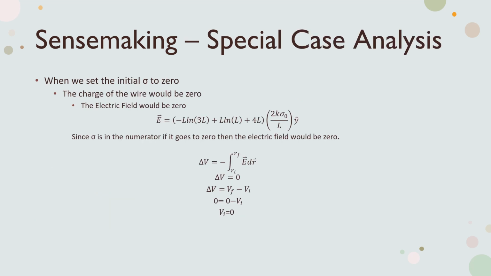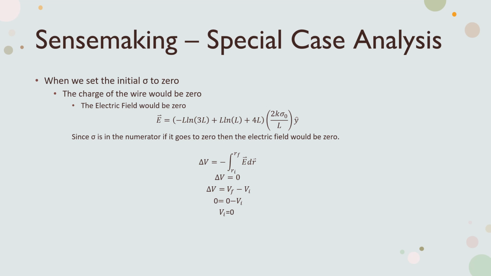Sense-making, special case analysis. When we set the initial sigma to 0, the charge for the wire would also be 0, which means the electric field would be 0. Since sigma is in the numerator, if it goes to 0, then the electric field would also go to 0. And since the change in electric potential relies on electric field, if electric field is 0, the change in electric potential would also be 0.